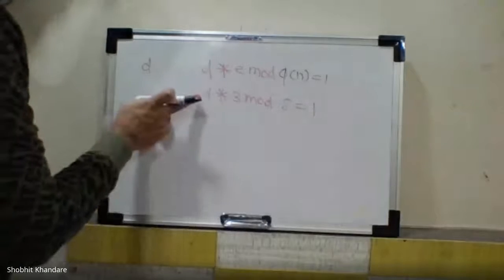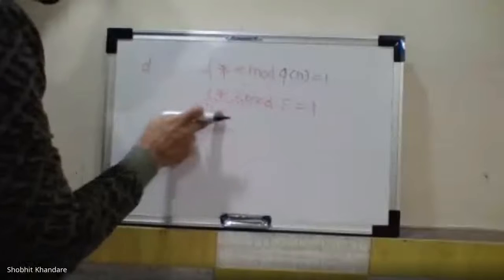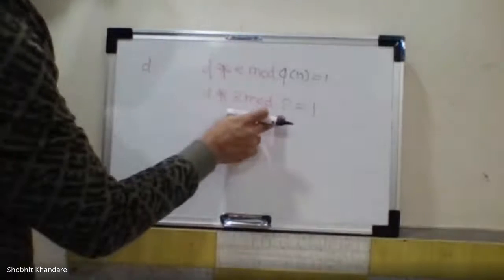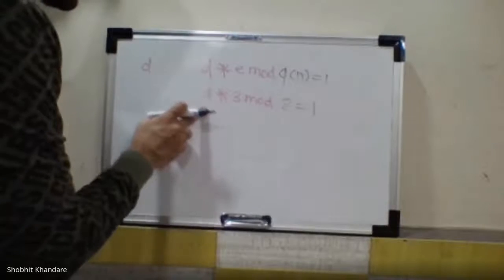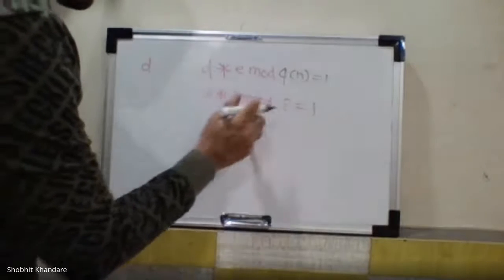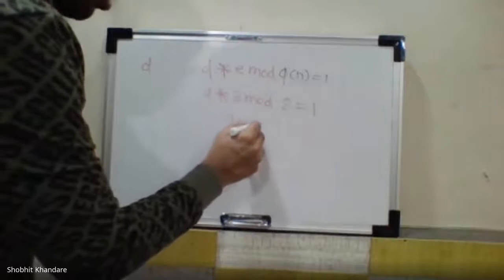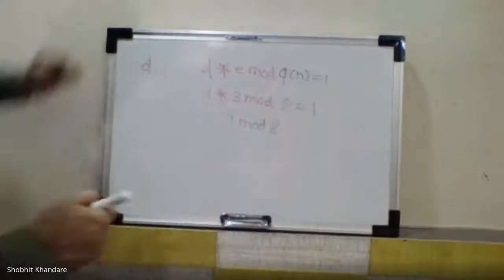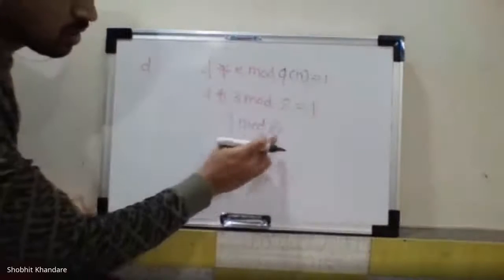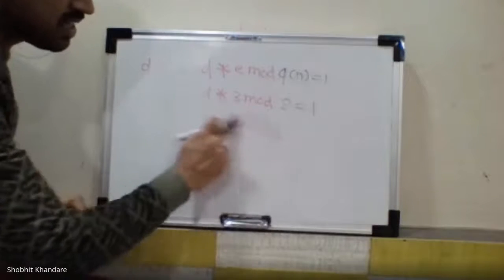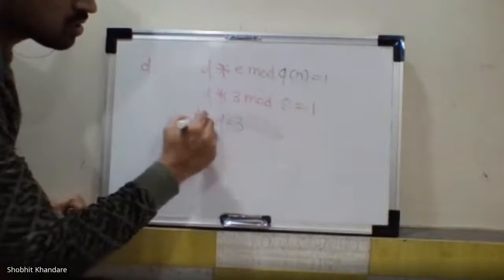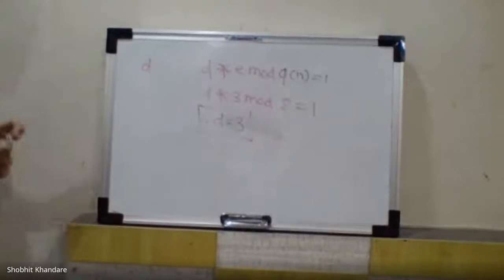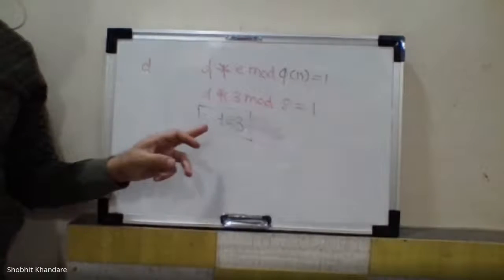Now tell me, if I take d equal to 2, then 2 into 3 is 6, 6 mod 8 is 6. If I take d equal to 3, then 3 into 3 is 9, 9 mod 8. Tell me the answer. Yes, it is 1. So can I take this value of d? Therefore, the value of d is equal to 3.